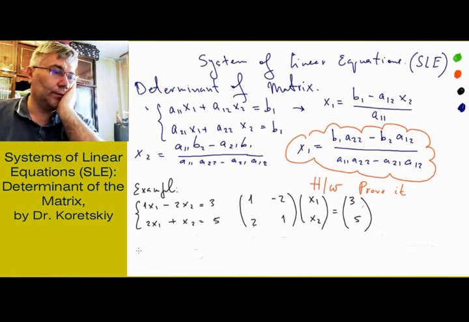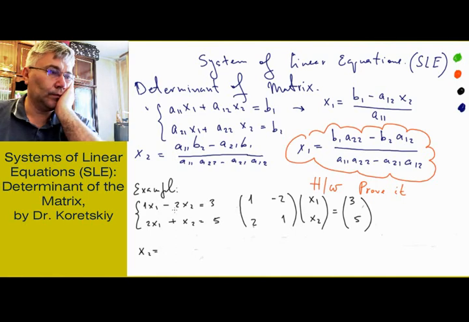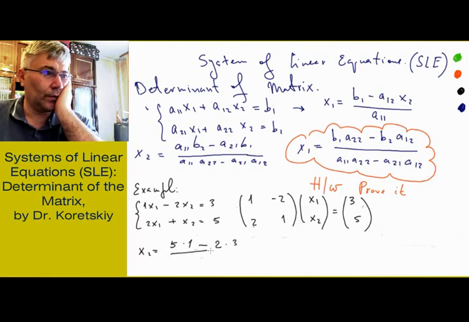Okay, now we can use these formulas for x1 and x2. Let's calculate x2. B2 equal 5, so 5 times a11, which in this matrix is 1, minus a21, the second row and the first column, it is 2, times b1, which is 3, over a11 1 times a22 1 minus a21, it is 2, times a12, minus 2.